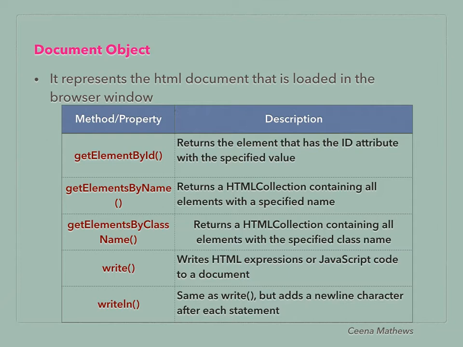Next are the write and writeln methods, which I have discussed in the previous videos. Write writes HTML expressions or JavaScript code to a document. writeln is the same as write, but adds a new line character after each statement. In these methods or properties, the place where I have given capital letters should be given as such, otherwise it will show an error.